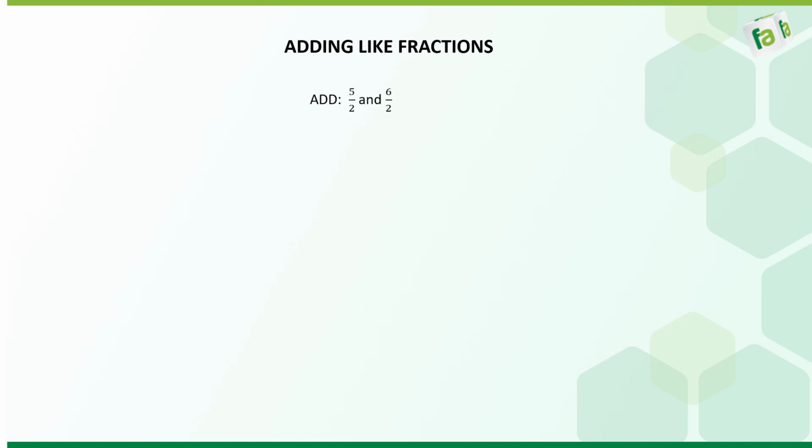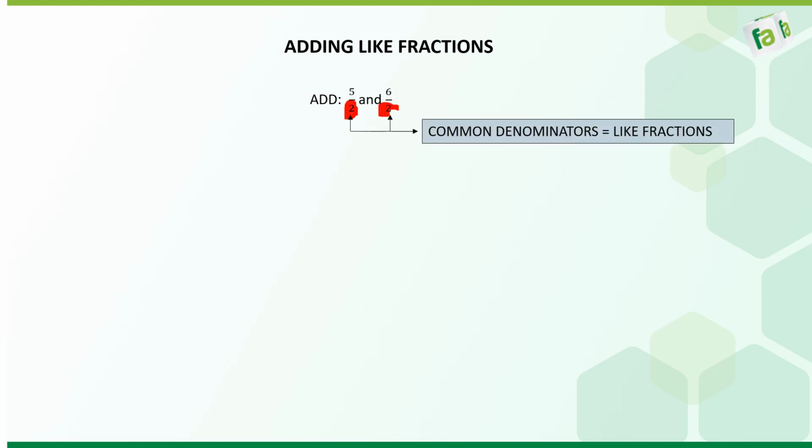Over here, we have two like fractions, 5 by 2 and 6 by 2. Why are we calling these fractions like fractions? Because 2 is a common denominator here. We have to add these like fractions, so we can write them as 5 by 2 plus 6 by 2.